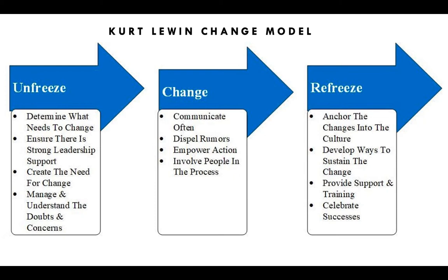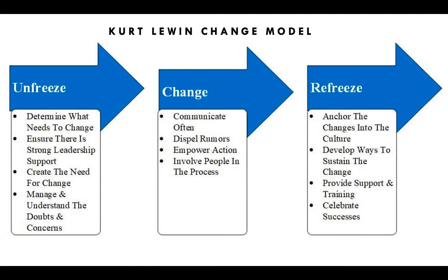Only if you unfreeze in the first step do you go into the second step, and finally the refreeze. The learnings conducted and implemented during the change implementation plan are now very much liquid in state, but we have to make them more solid. So we put it into a refrigerator, as a refreeze, and that stage is basically permanent change: the change in organization culture, in the individual's behavior, in group dynamics. So anchor the changes into the culture, see what the gaps are and how we can fill them. Develop ways to sustain the change.